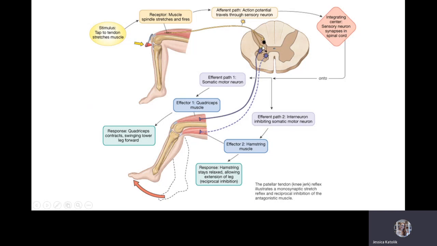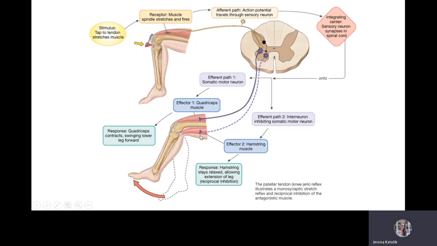So what are these going to do, and how is it going to allow for a more complex signaling system or a more complex response? So this monosynaptic reflex is going to do the same thing that we saw before. The sensory neuron is going to activate the motor neuron, and that motor neuron will carry that information to the quadricep muscles, stimulating the quadricep muscles to contract and causing the knee to pop up.